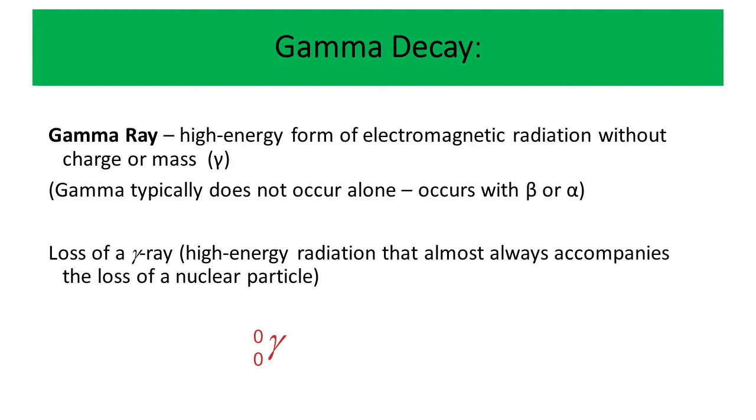Gamma ray is a high energy form of electromagnetic radiation without charge or mass. Gamma ray typically doesn't occur alone. Usually it occurs with beta or alpha. The loss of gamma ray, high energy radiation, almost always accompanies the loss of a nuclear particle.